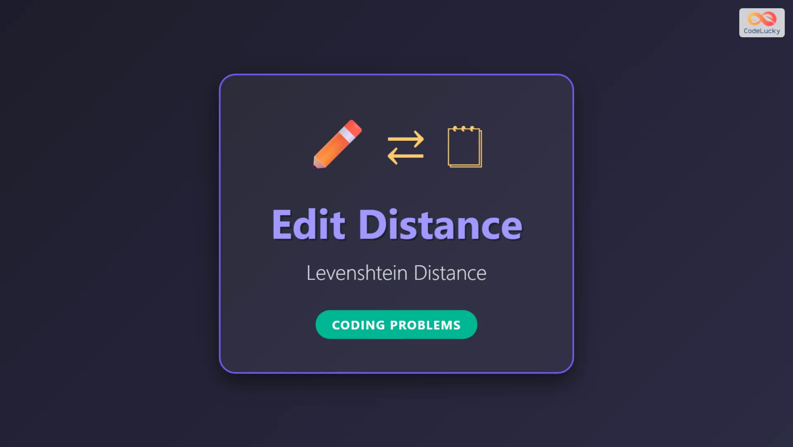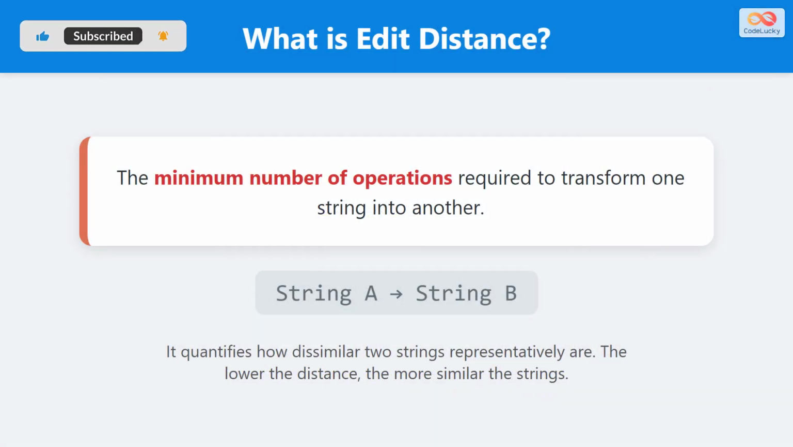Hello and welcome. Today we are diving into a classic coding problem known as edit distance or Levenshtein distance. This concept is fundamental to string processing algorithms. So, what exactly is edit distance? Simply put, it is the minimum number of operations required to transform one string into another string. It gives us a numerical way to quantify how different or similar two text strings are.